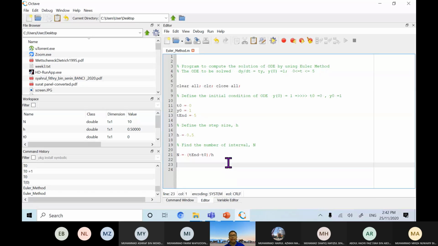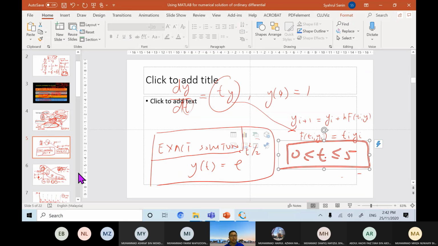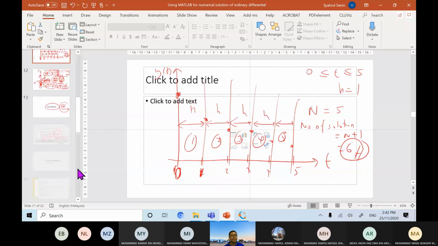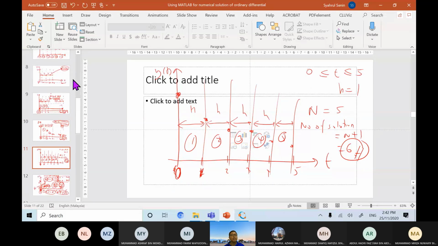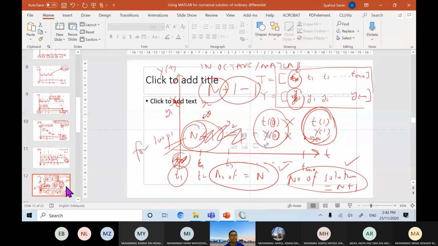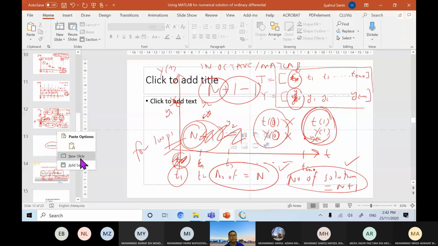Okay, the next part after that is to perform initialization. Yang ni yang perkara baru sikit. Perform initialization of each solutions. Apa yang saya buat kat sini? Saya buat begini. Yang ni saya tak terang nanti. Sekarang saya nak terangkan. Kat mana saya nak buat? Saya buat dekat sini kot. Somewhere here.